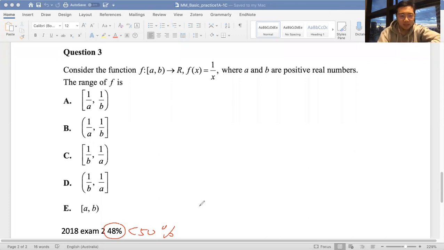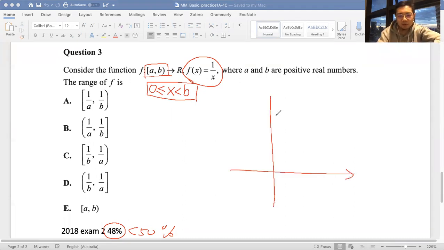The first one, again, they gave us a domain, which is over here. So 0 less than or equal to x, and x is less than b. This is our domain. And our function is 1 over x, and we give the name rectangular hyperbola, okay? We covered this in year 11 math methods. And we draw the graph over here. So y equals 1 over x. And another important thing is a and b are both positive real, okay?